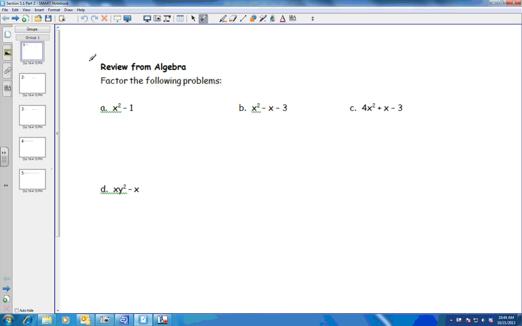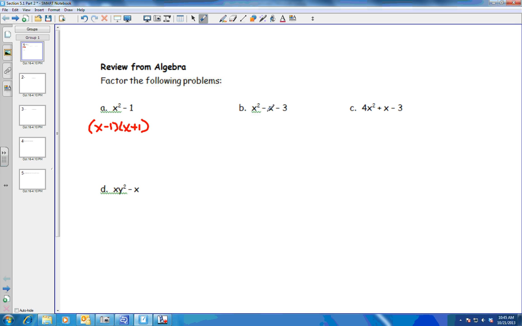Okay, so if I look at A, if you'll notice, and if you remember, this is the difference of squares. This is something squared, x. 1 is something squared, which would be 1, and it's subtraction, so that's the difference of squares. And I factor the difference of squares of x as x minus 1, x plus 1. Or I could do it the other way around, x plus 1, x minus 1. Okay, and that's the answer to that.